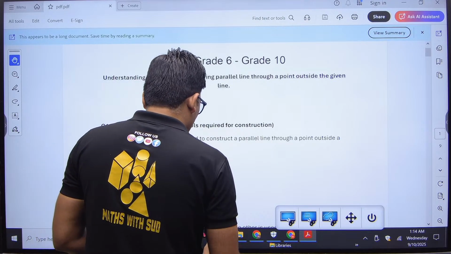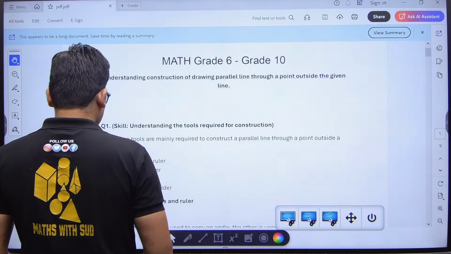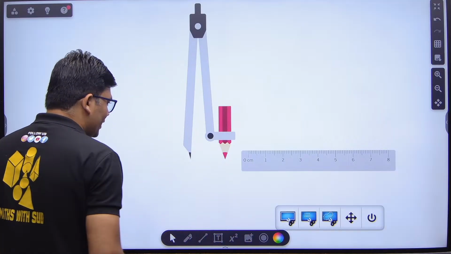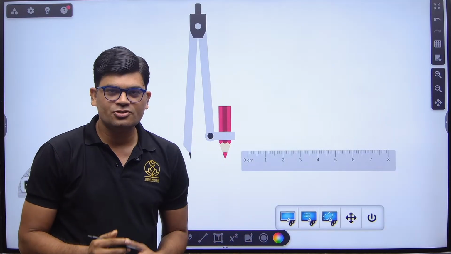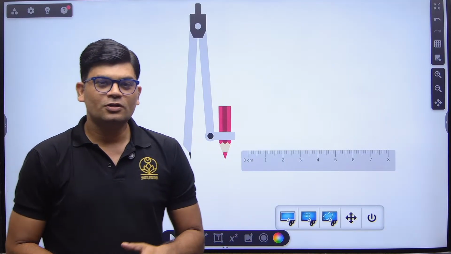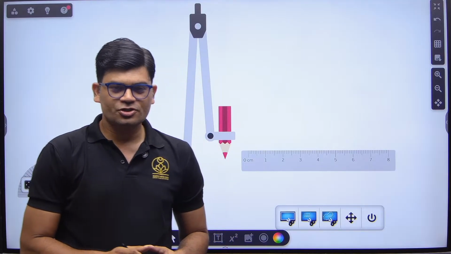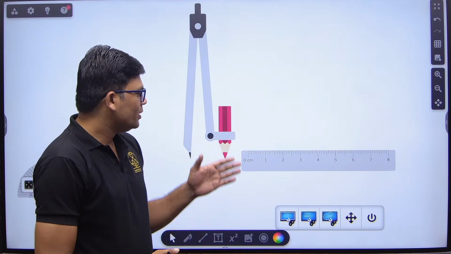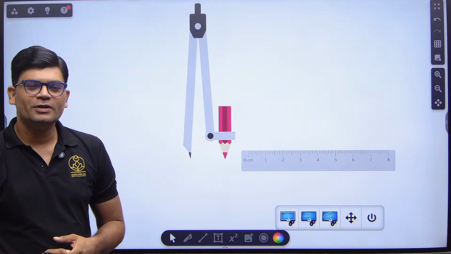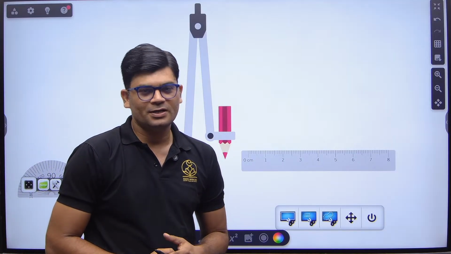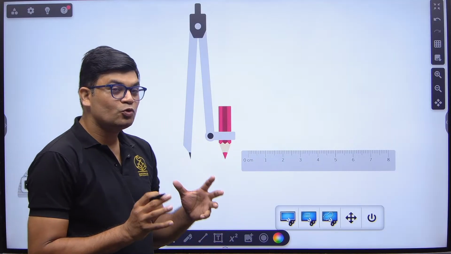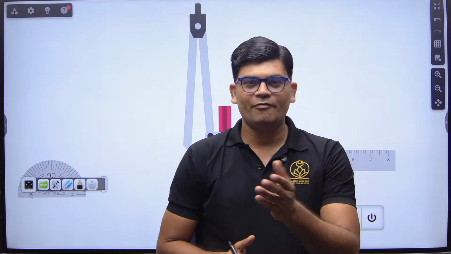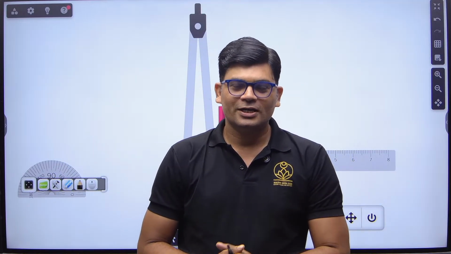So first of all, what are the tools that we require to make this construction happen? The tools that we require are a ruler and a pair of compasses. Most often we say this as a compass, but a compass is a tool used for understanding the bearing in navigation. So that's a different thing.